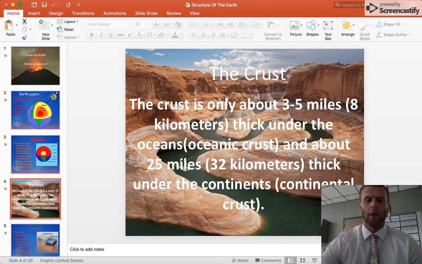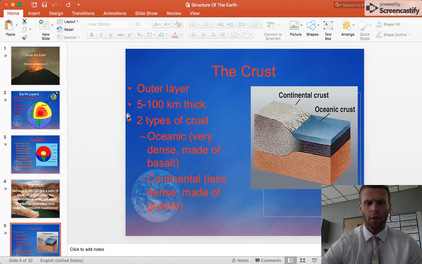So the crust, it's only about 3 to 5 miles or 8 kilometers thick under the oceans, and 25 miles or 32 kilometers thick under the continents, continental crust versus oceanic crust. So the continental crust is much thicker, about 3 to 4 times thicker than the oceanic crust. So some more facts about our good old crust here. It's the outer layer, right? Skin of the apple, 5 to 100 kilometers thick, depending on the area.